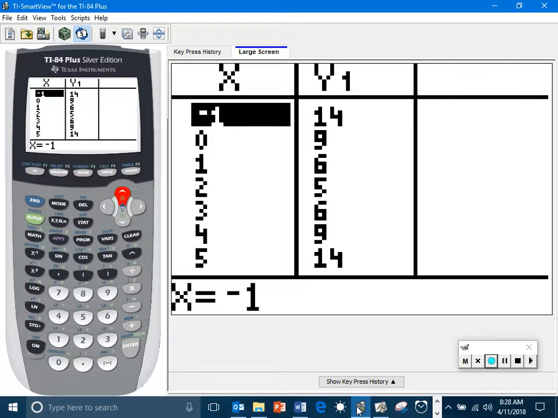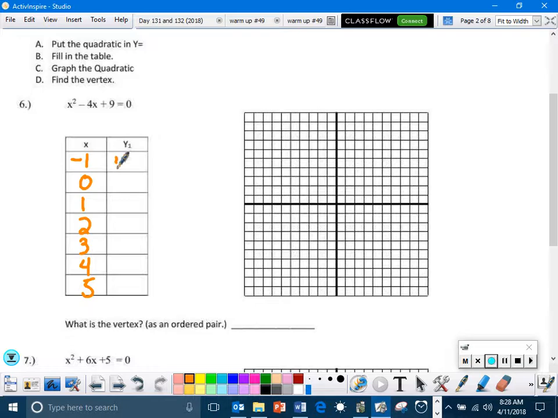Then we got 14,965. And then 6,914. Now, 2 of them are not going to fit on the graph, so I'm not going to graph those. So I'm going to graph the other ones that fit. Okay, so like 0,9 fits. 1,6. 2,5. 3,6. And 4,9.